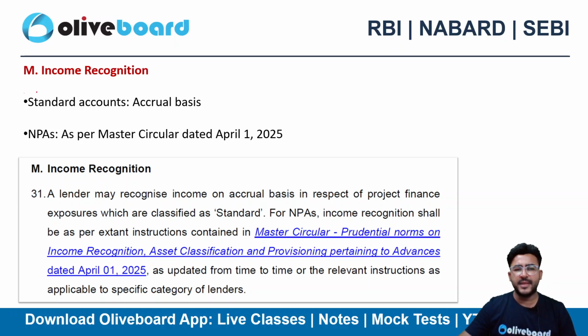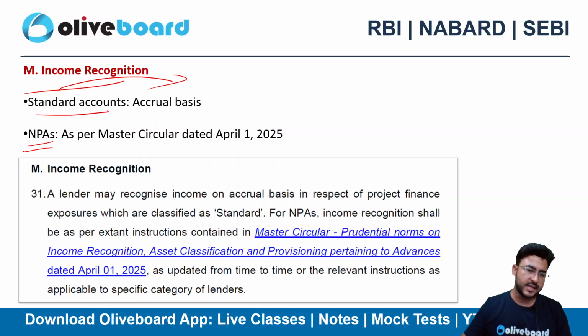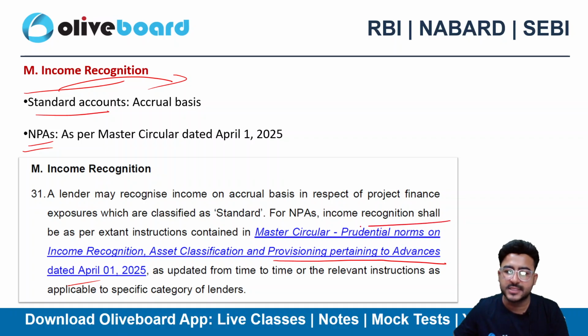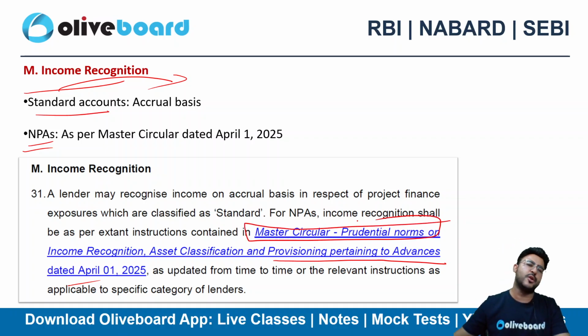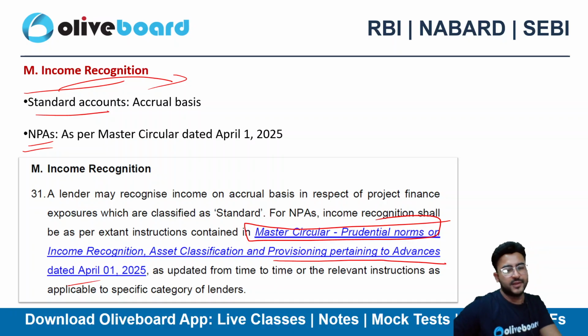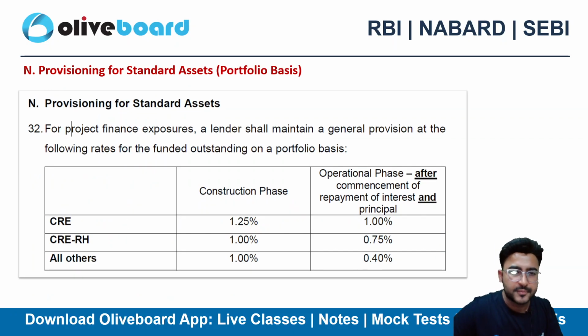Then obviously income recognition, we always follow the standard accounts ka accrual basis, and for NPA classification we do have the income recognition, asset classification and provisioning pertaining to the advances wala master circular, which is the prudential norms. RBI ke prudential norms we already have in place, so definitely we'll be following that only, right?